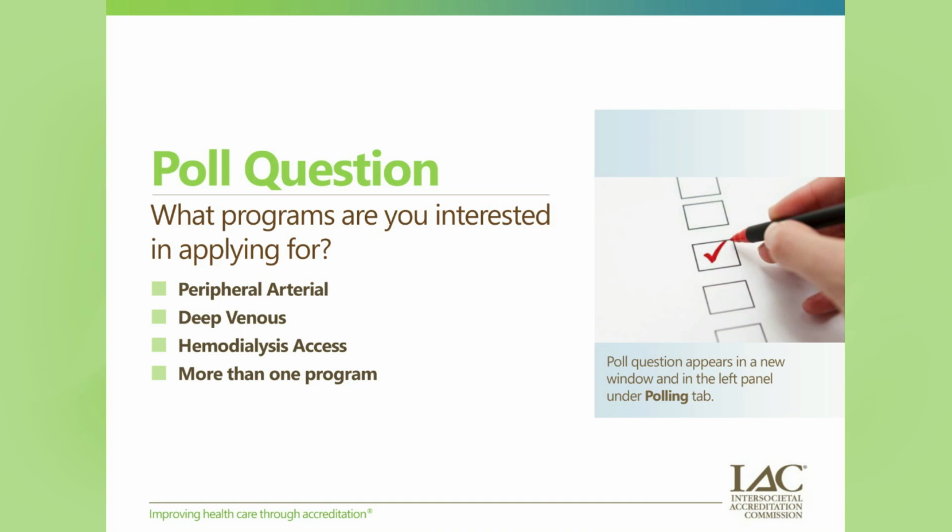Okay, so we do have the results here. It looks like 54% are applying for more than one program. 16% are applying for peripheral arterial, 16% for hemodialysis, and 13% for deep vein. So it looks like it's pretty even across the board.